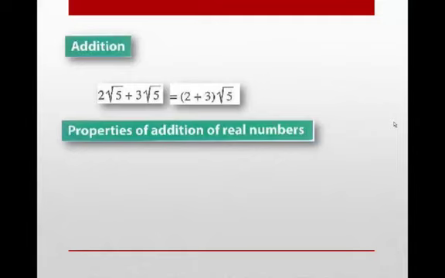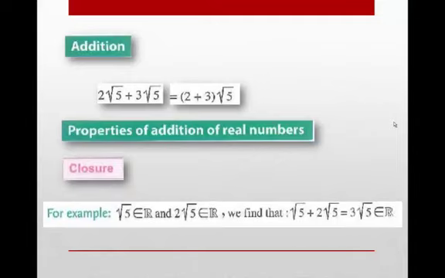Properties of addition of real numbers. Closure: for example, root 5 and 2 root 5 are two real numbers. We find that root 5 plus 2 root 5, which is 3 root 5, belongs to the real numbers.